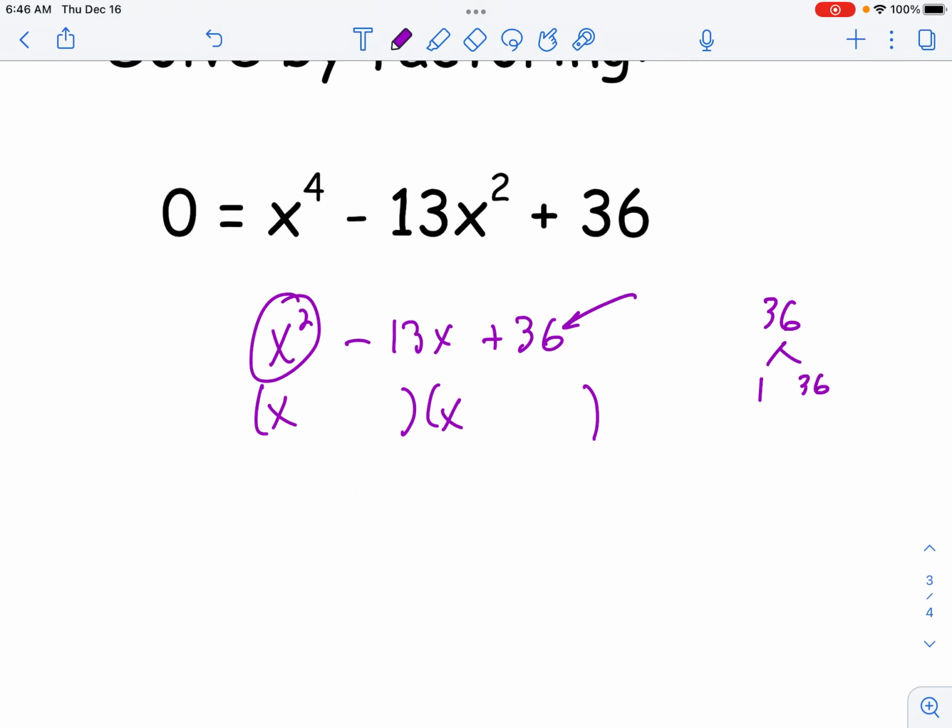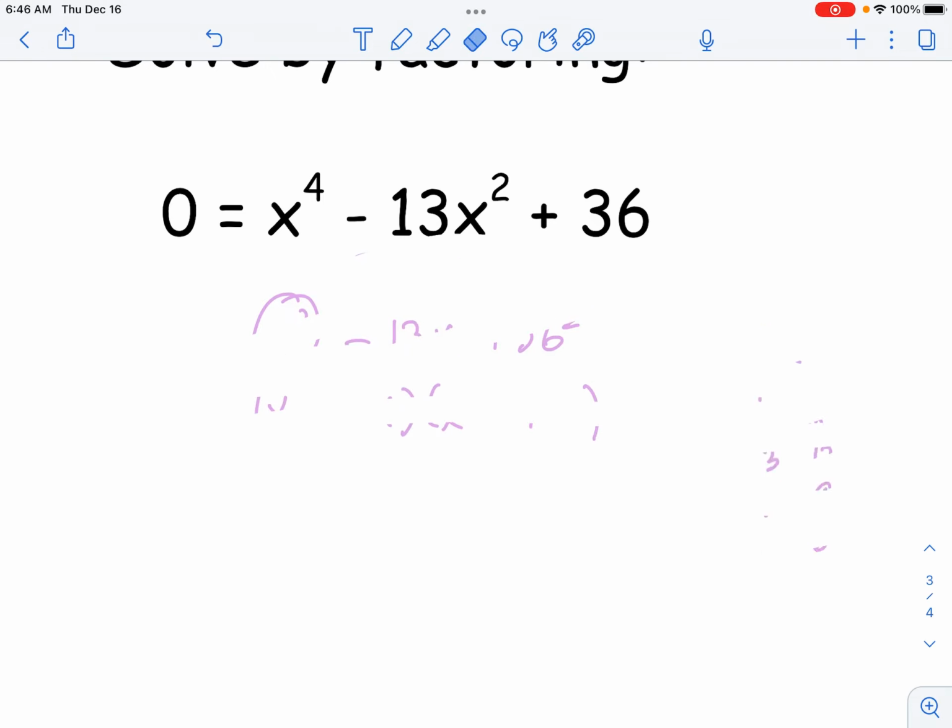So 36 is 1 and 36, 2 and 18, 3 and 12, 4 and 9, 6 and 6. And so we would want to choose two factors that will multiply to positive 36 and add to negative 13. And that would be negative 4 and negative 9. All right, so that's how we factored it if it was an x squared. But how do we do it if it's an x to the fourth? Well, the answer is, surprisingly, pretty much the same.